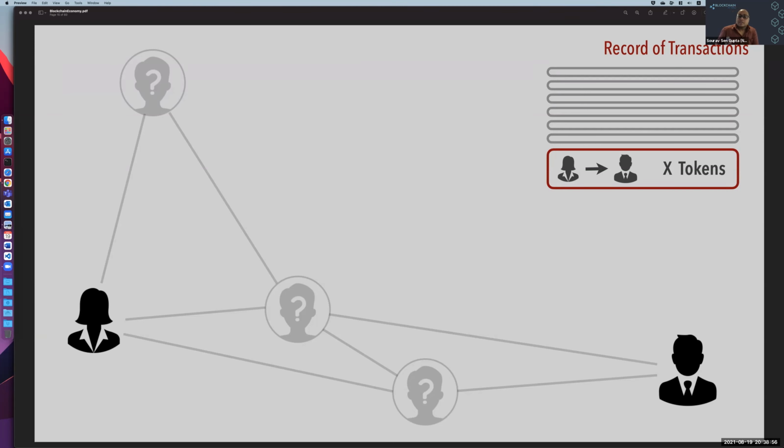Highly secured. So secured as in highly confidential, or secured as in nobody can change it? These two are different concepts. When you say secure, you could mean confidential, or you may mean that nobody can change it. A record of transaction for sure, but what do you want out of it? What are the properties you want?